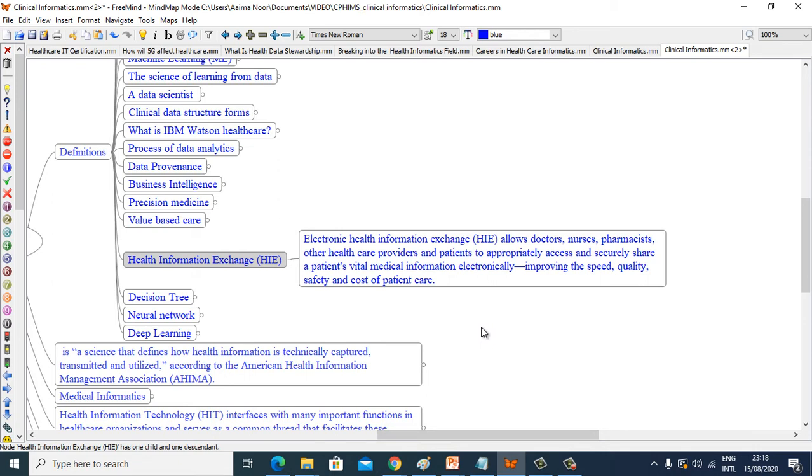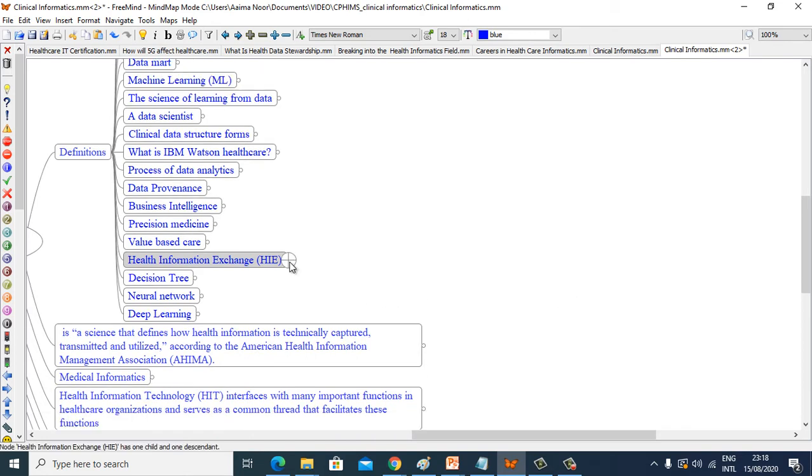Electronic Health Information Exchange allows doctors, nurses, pharmacists, other healthcare providers and patients to appropriately access and securely share a patient's vital medical information electronically, improving the speed, quality, safety and cost of patient care.